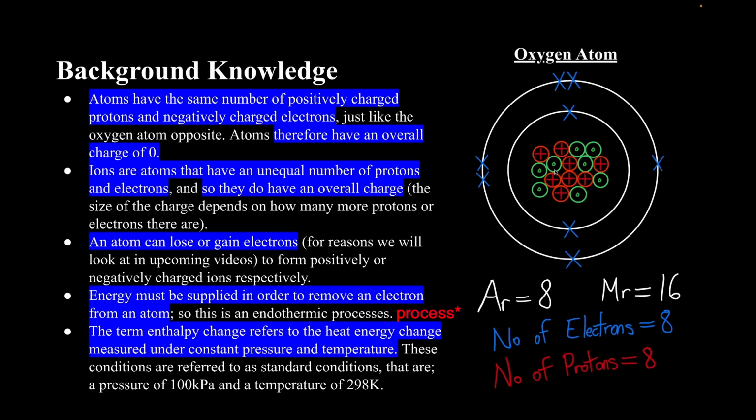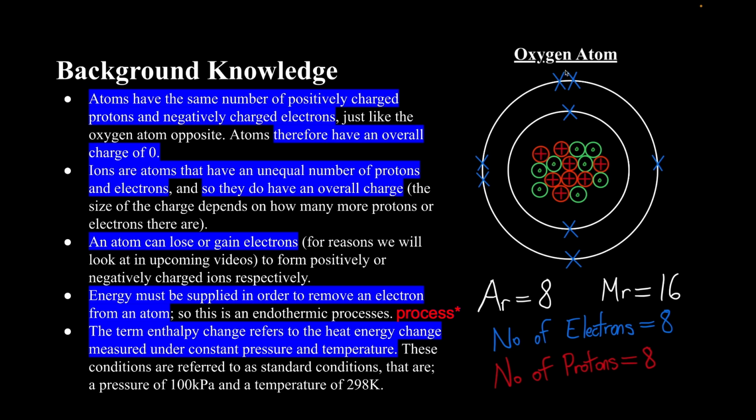From this we can see that the oxygen atom has an overall charge of 0, because counting the negatively charged electrons gives us 1, 2, 3, 4, 5, 6, 7, and 8. So 8 electrons, and then the number of protons, 1, 2, 3, 4, 5, 6, 7, 8 protons. We don't count the number of neutrons, although we could to find the Mr, but we don't because neutrons have a charge of 0.